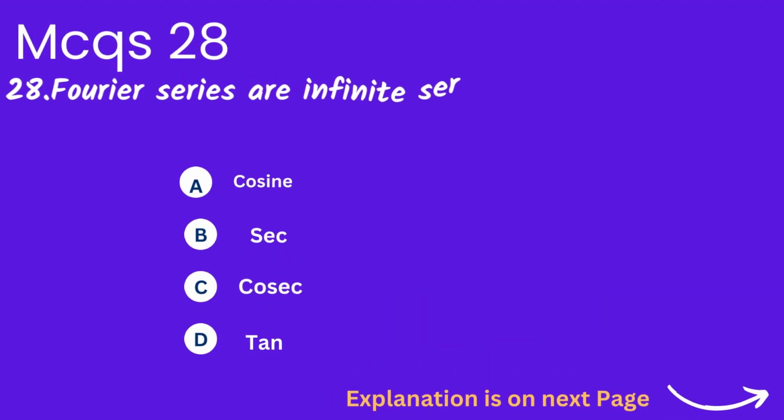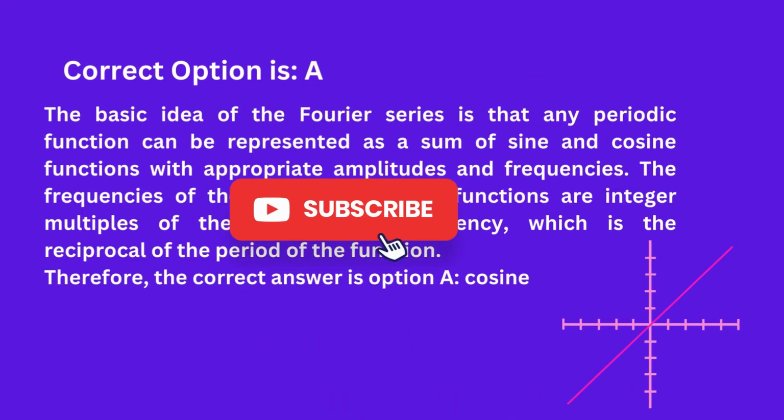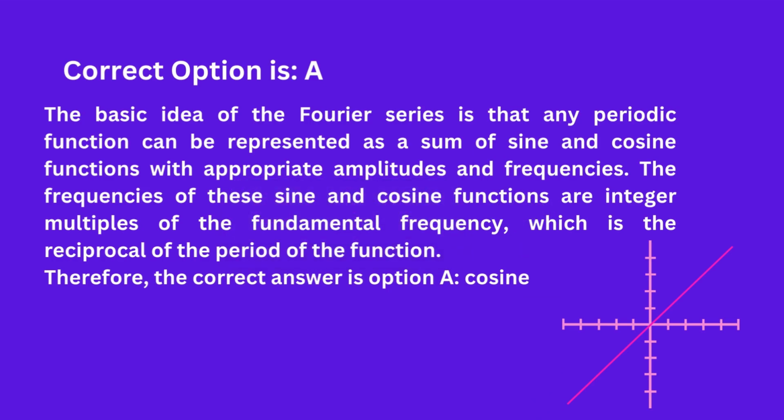Our next MCQ is: Fourier series are infinite series of elementary trigonometric functions: sine, option A cosine, option B sec, option C cosec, option D tan. The basic idea of the Fourier series is that any periodic function can be represented as a sum of sine and cosine functions with appropriate amplitudes and frequencies. The frequencies of these sine and cosine functions are integer multiples of the fundamental frequency, which is the reciprocal of the period of the function. Therefore, the correct answer is option A, cosine.